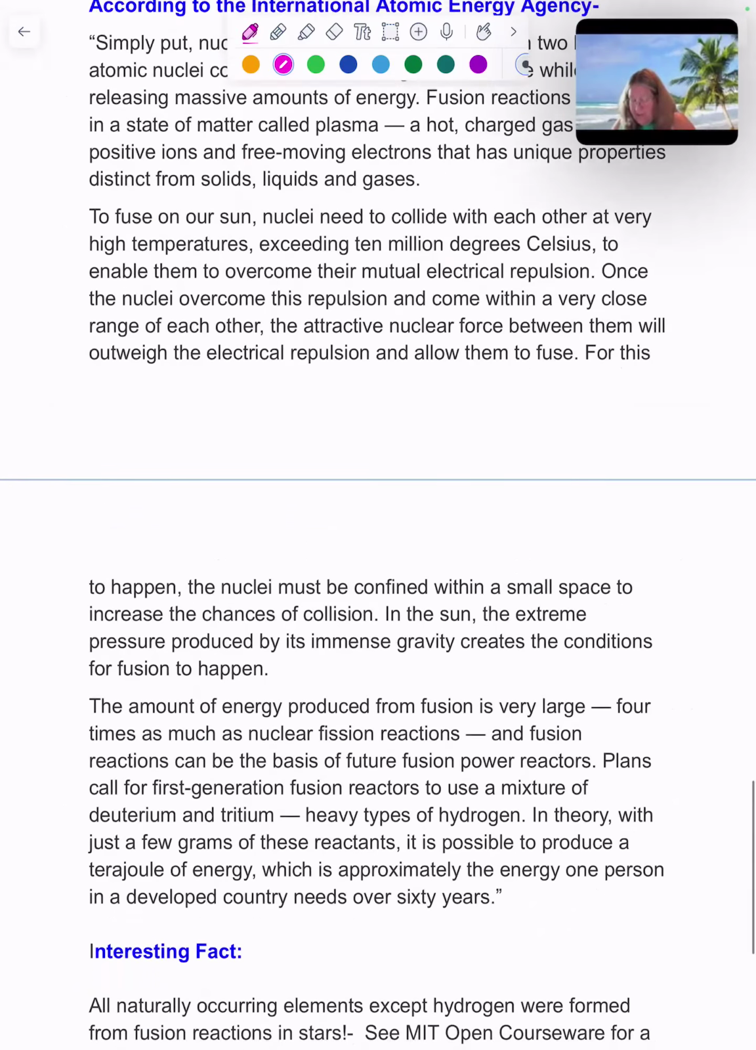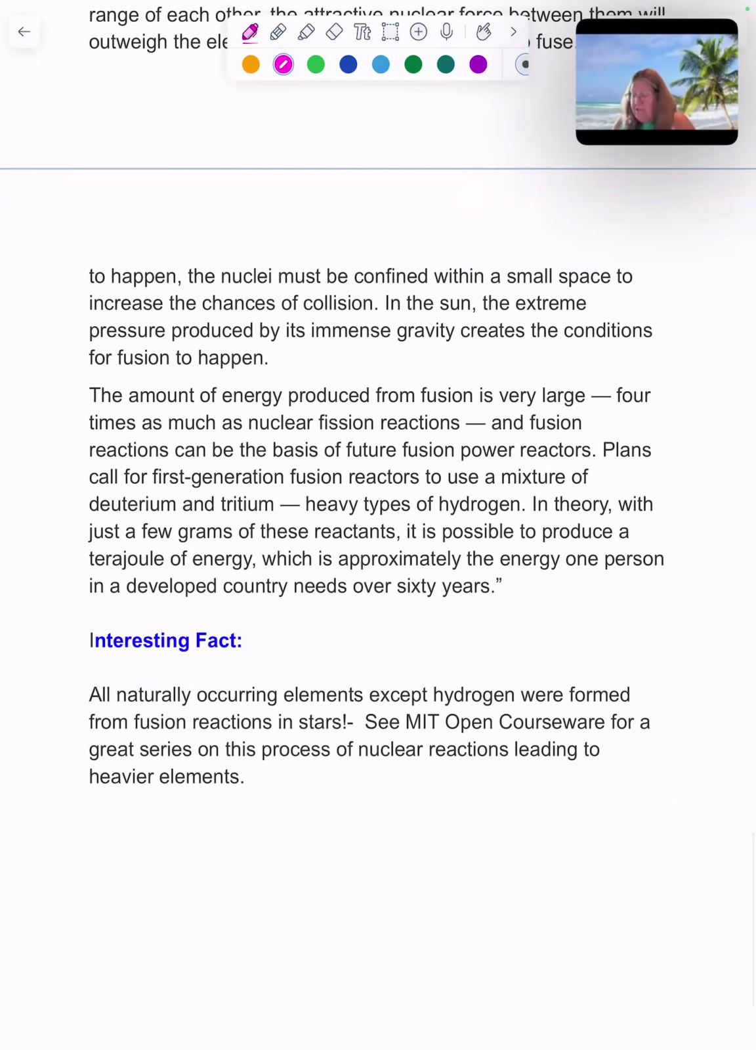An interesting fact here, all naturally occurring elements except for hydrogen were formed from fusion reactions. So if you've ever looked at MIT OpenCourseWare, there's a really great series on production of the heavier elements. Take a look at it.